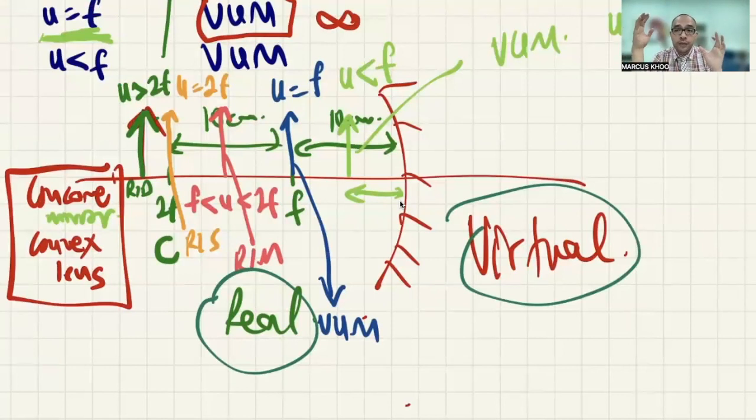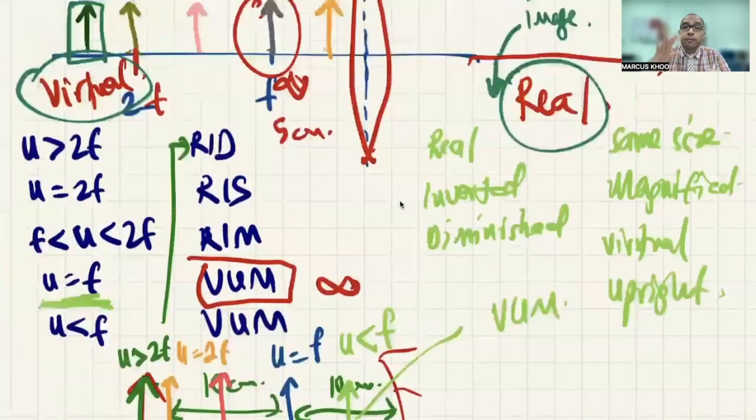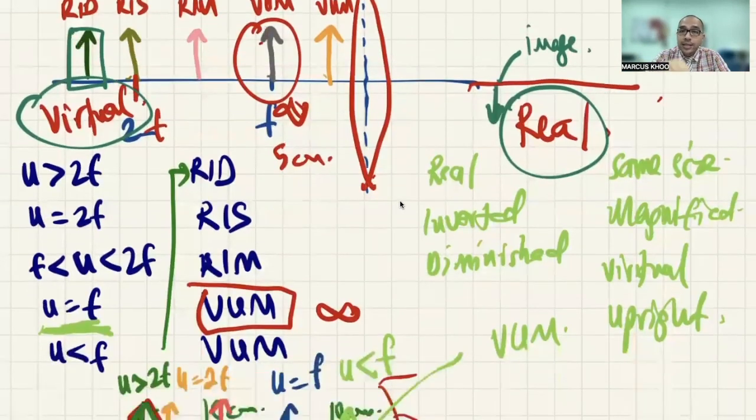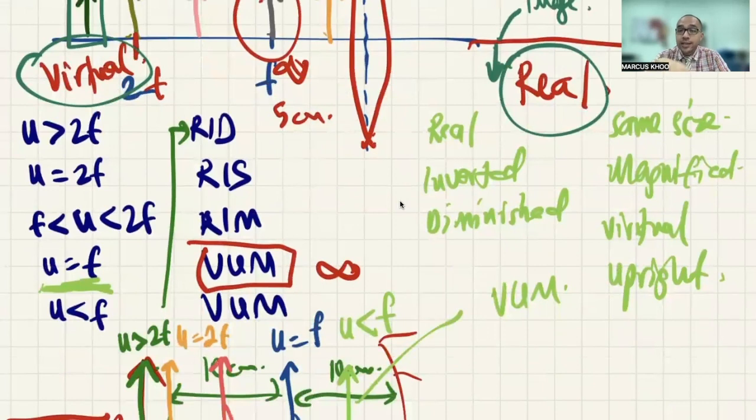So, if this is a bit too fast for you, you can always rewind and watch it again. But having this foundation makes this chapter very, very easy because both the convex lens and the concave mirror have the exact same image characteristics at the exact same object distances. Okay, it's just RED, RAISE, RIM, VUM, VUM. Okay, real, inverted, diminished, etc.